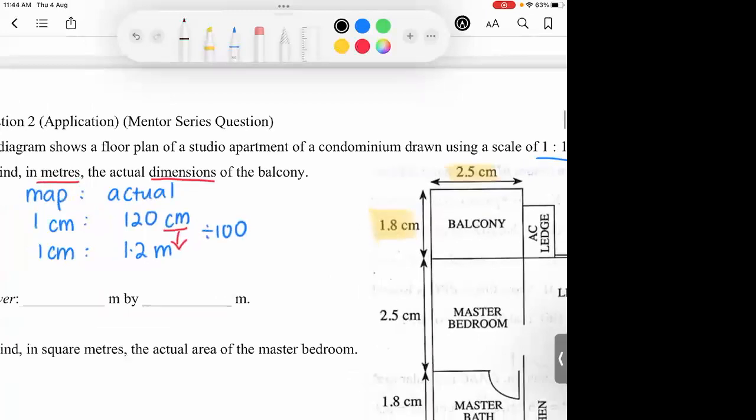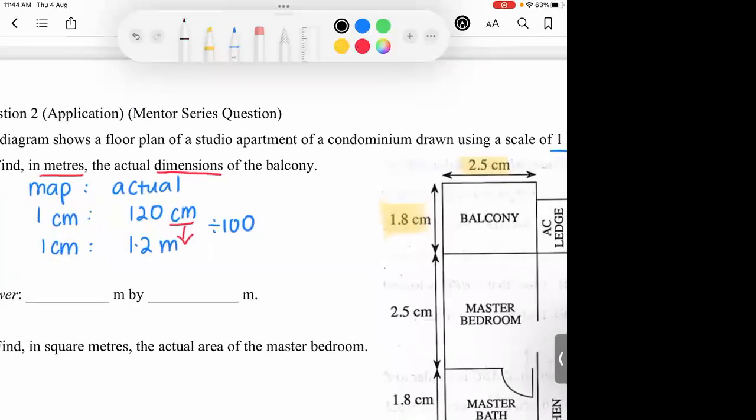So what we know now, 1 cm is 1.2 meters. So I need to find, 2.5 cm will be how many meters? So I take this, I multiply by 1.2. 1.2 times 2.5, okay, to give me 3 meters.